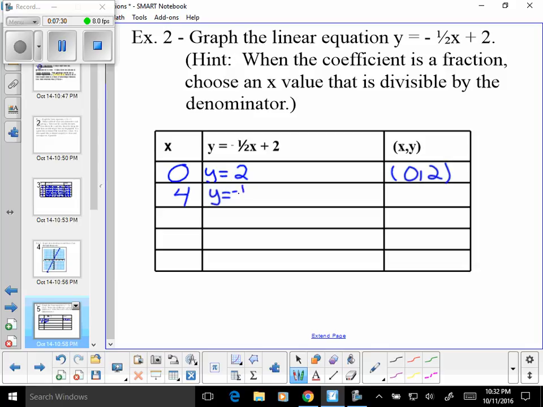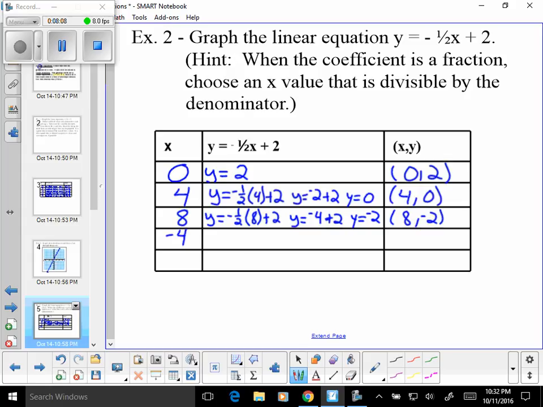Now, if you have to write it out, go right ahead. Maybe I should too. I'll probably get it more right if I do it. Negative 2 plus 2, so y is going to equal 0. So 4, 0. Again, note, this 0, 2 is your y-intercept. And I'm going to choose 8. And I better write it out. It's kind of late at night here as I'm doing this, and it's just going to be better if I do. Negative 4 plus 2, y will equal negative 2. So 8, negative 2.